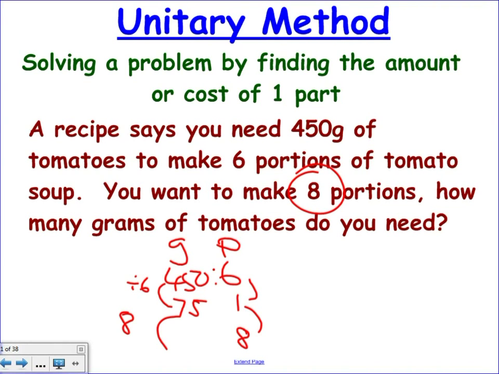75 times 2, 150. So 4 75s is double that, 300. So 8 lots of 75 is 600. So you can do the maths mentally if you can see the numbers. So to make my 8 portions, I need 600 grams of tomato.